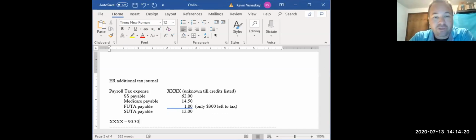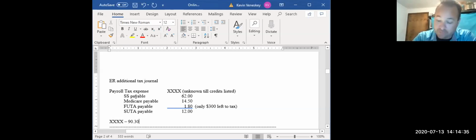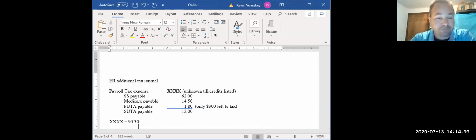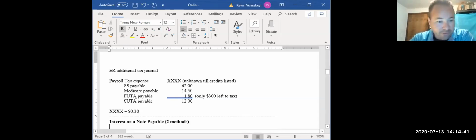Okay, so the key thing you're going to want to remember are the caps, and then which taxes each person pays. Does the employer pay it? Does the employee pay it? Or do both of them pay it, like Social Security and Medicare? So we'll see some more examples of this when we get into the problems in our problem part of Connect. All right, so that's part 1.